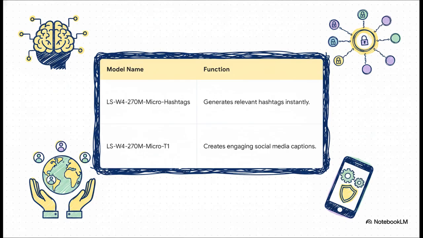What can these MLMs actually do for you? Let's say you need some hashtags for a post. The micro hashtags model just scans your text and suggests them right then and there. Or maybe you're stuck trying to write a catchy caption. The micro T1 model can draft one up for you. All of it happens locally, privately, and in a blink.